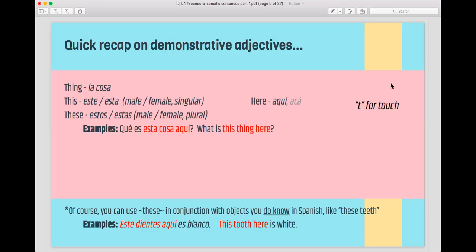So for demonstrative adjectives, it's just este, esta, and then plural estos y estas. And the example is, ¿qué es esta cosa aquí? What is this thing here? Other examples, when you do know how to name the object, you just say it. You can say este diente aquí es blanco. This tooth here is white. Sorry, I accidentally put plural dientes. I'll correct that. But yeah, it's este diente. It's supposed to be singular, guys. So for plural, you would say estos dientes.